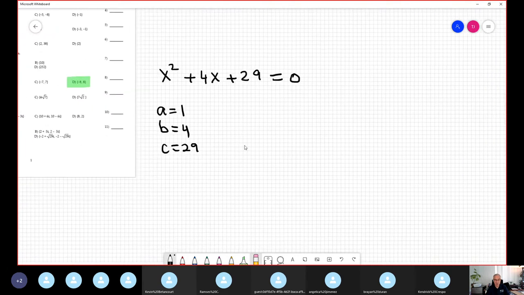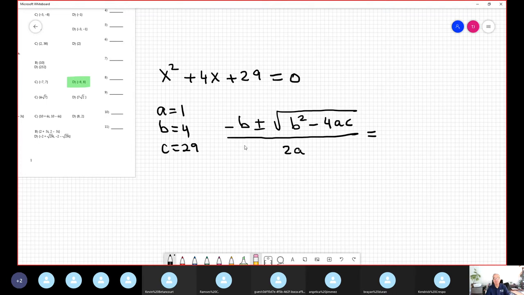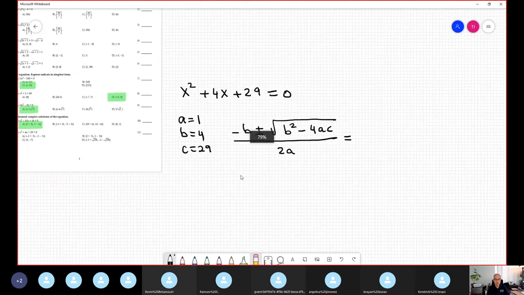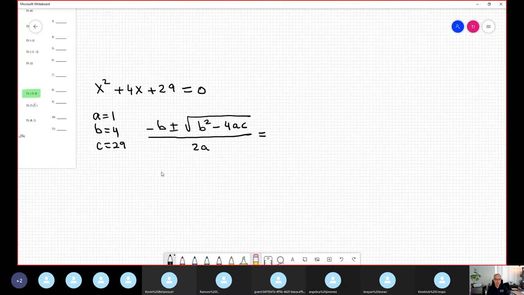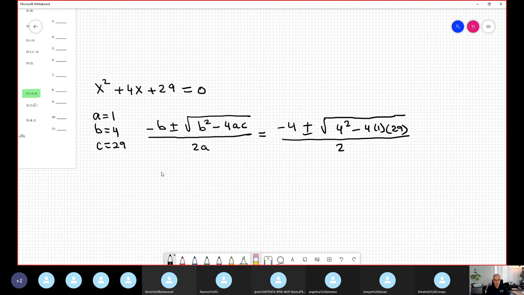It's the only possibility, using the quadratic formula. Let me copy my famous quadratic formula: minus b plus or minus square root of b squared minus 4ac, divided by 2a. Plugging in, substitution, replace the coefficients a, b, and c for their corresponding value. B is 4, this is actually negative 4. In this case, no double negative, it's only the negative of the formula. Plus or minus square root of 4 squared minus 4 times 1 times 29, divided by 2 times 1.